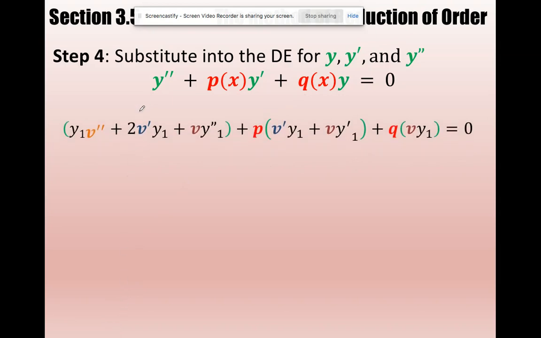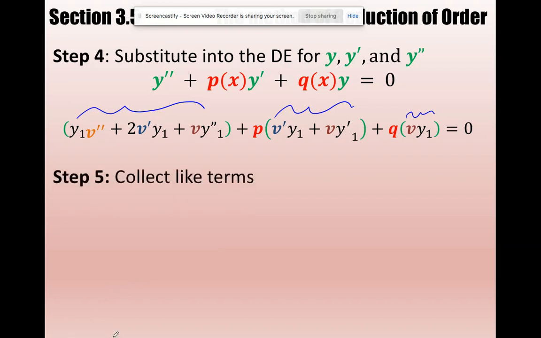Here's y double prime. I dropped the of x's. P times y prime and q times y. That's what I got from my previous slide. Everything equal to 0. Now I want you to collect like terms.